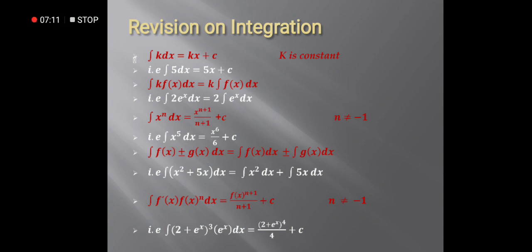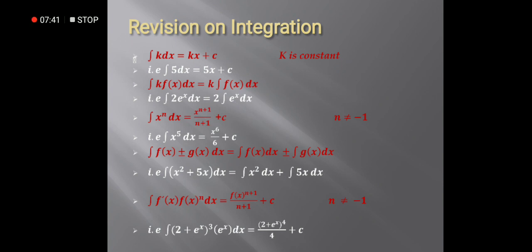For example, integration of 2 e^x dx is the same when we move the 2 outside the integration. So we'll have 2 times integration of e^x dx. Number 3, integration of x^n dx equals x^(n+1)/(n+1) plus c. For example, integration of x^5 dx equals x^6/6 plus c.